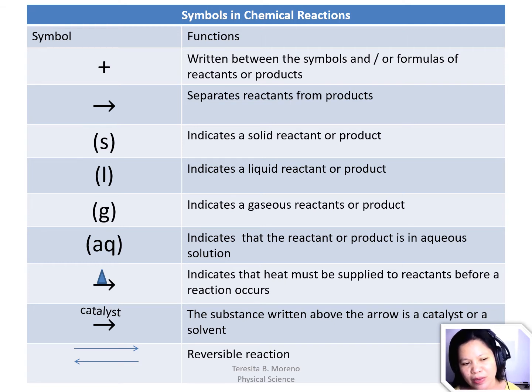So when you see an arrow with a triangle on top, it is an indicator that heat is being applied. And if you see an arrow with a catalyst written on top, it means there is a catalyst present. And if you see opposite arrows, this is a reversible reaction. When we talk about reversible, it means you can reverse it into its original formation.